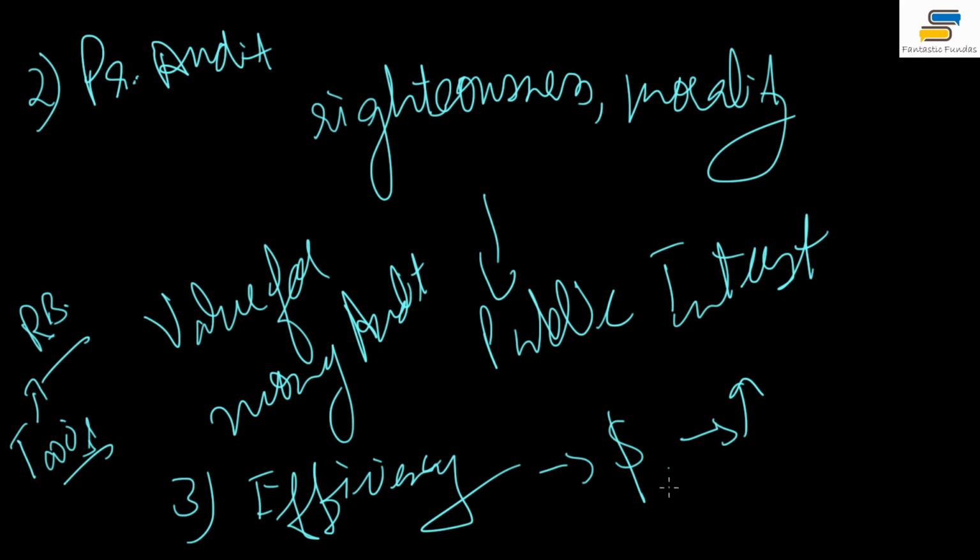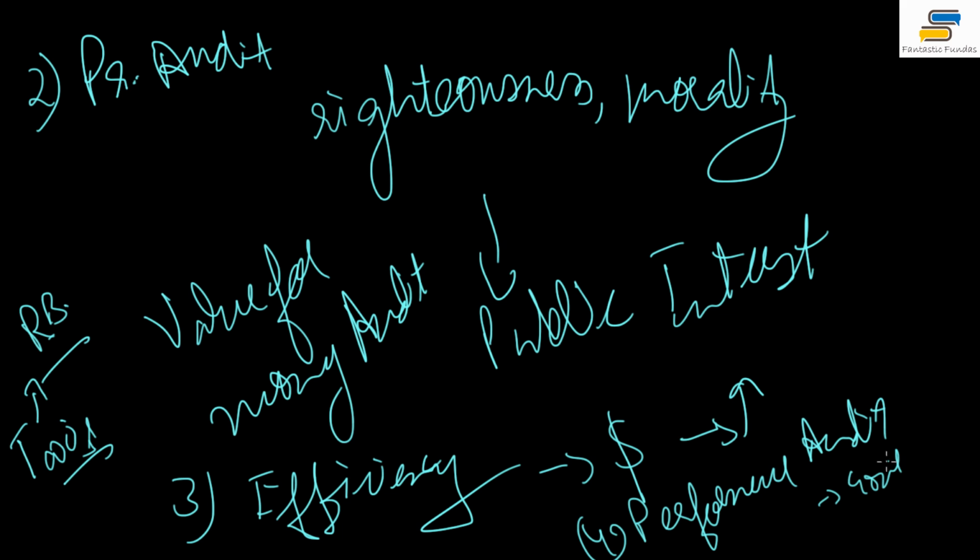Then number four is the performance audit. Pretty simple, right? It sees whether the government programs have achieved the desired objectives at the lowest cost or not. So this is for the government schemes, whether they achieved their objectives at the lowest cost. That is how it is.